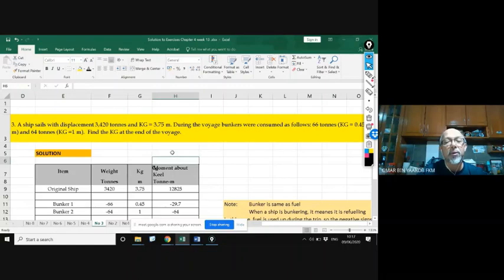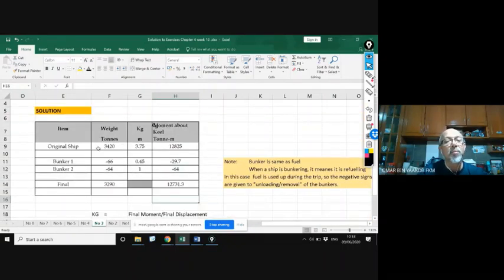So same thing, you make this table, the original ship. And then you have bunker one. We don't know which tank it is, but that first item of that bunker, I said bunker one. So it is minus 66. Remember this, because you remove. In this case, fuel is used up during the trip, so negative signs are given to unloading or the removal of the bunker. So fuel used up, so the weight is reduced by this much.